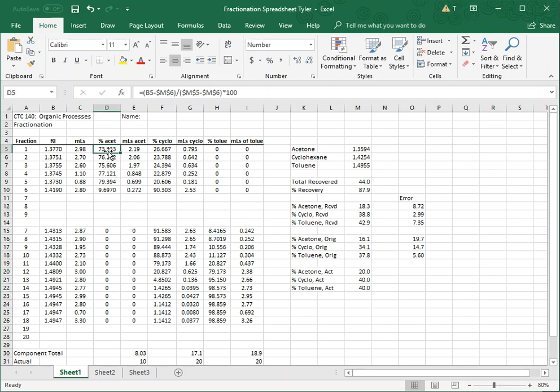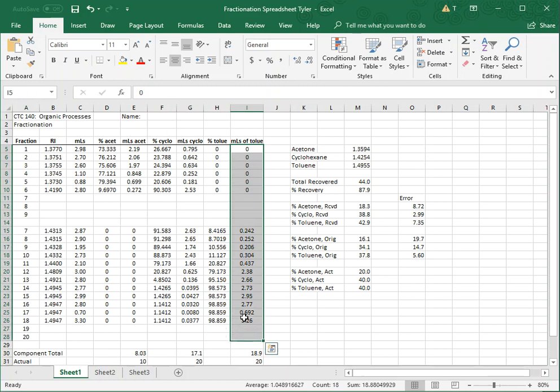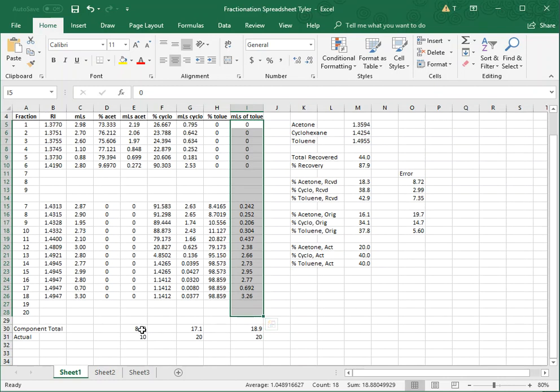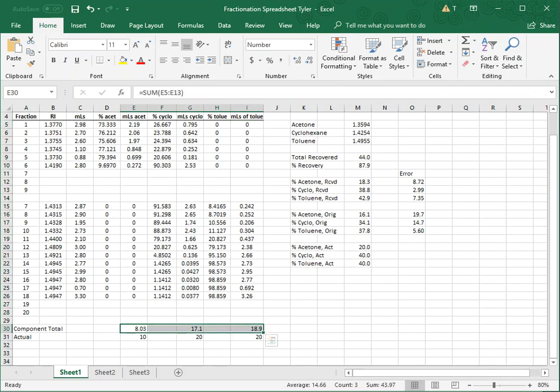Then, once you get the percentage, use those percentages to calculate the actual number of milliliters of each component in the fraction that you have collected. And you do that for all three components all the way down the spreadsheet. Finally, you sum them all up, and then you compare them to the known values by calculating percent error.